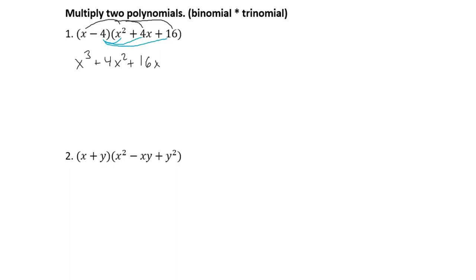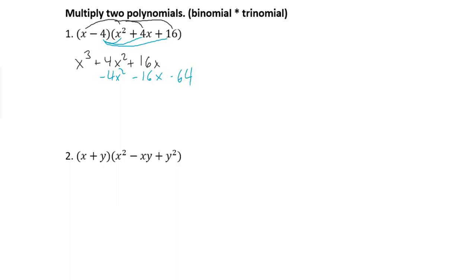Negative 4x squared. Now a lot of people will put it out here, negative 4x squared. But what I like to do with mine is, because I already see that power of x squared, I like to line them up vertically. I think it uses less space, and then it makes adding and subtracting the terms faster and easier. So negative 4 times 4x would be negative 16x, and negative 4 times 16 is 64. Negative times positive is negative.